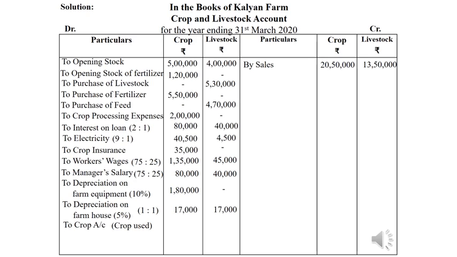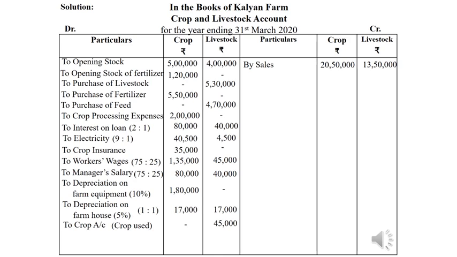Next is crop account. Crop used. Crop used by livestock has to be recorded. So crop used by livestock has to be debited to livestock account, 45,000. It has to be recorded as income under crop account. So this item you should be very careful. As we are recording both items under one account, if you have taken this item on debit side under crop account and on credit side under livestock account, the problem will be wrong. It will show wrong profit.